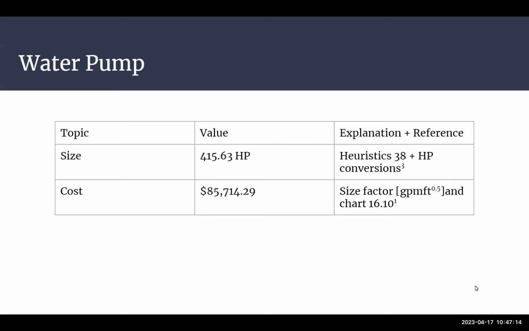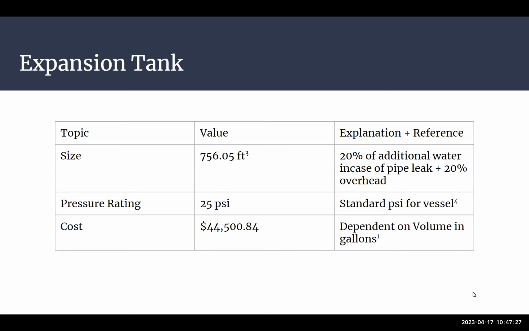Then the water pump is what's moving our utility water to the future unit operations. And our size, it runs at around 400 horsepower and is around $85,000. And the expansion tank is sized to be 20% of additional cooling water in case of any safety reasons, and a 20% overhead for the same reasoning.